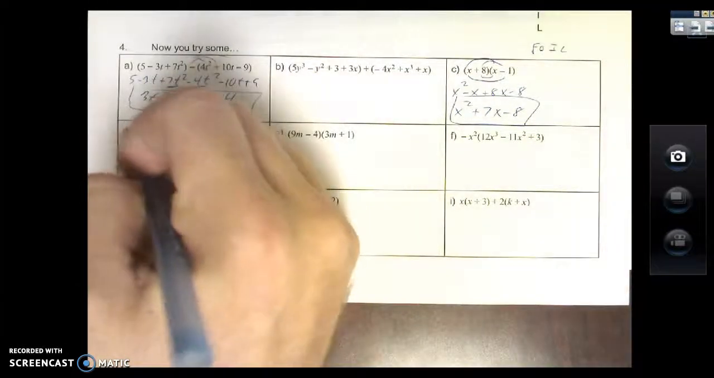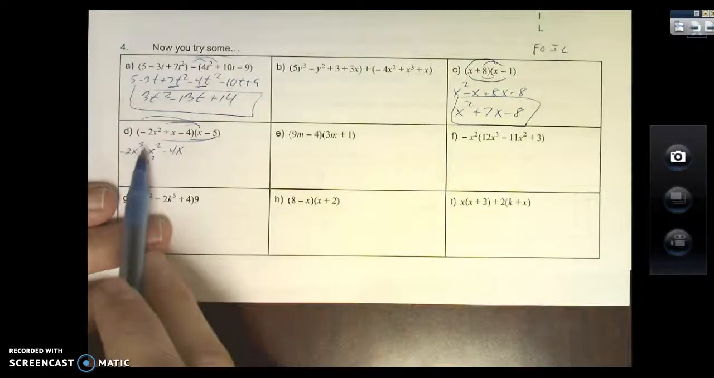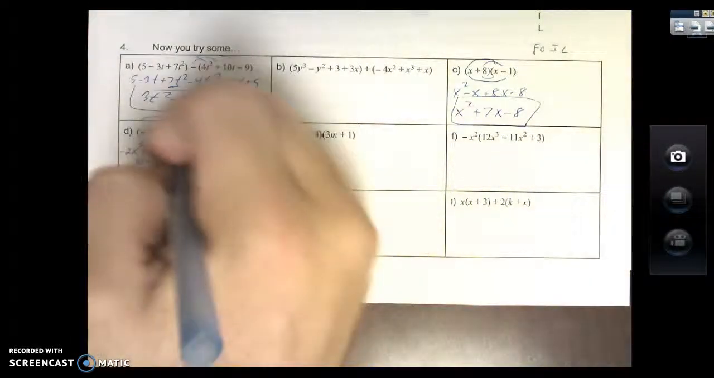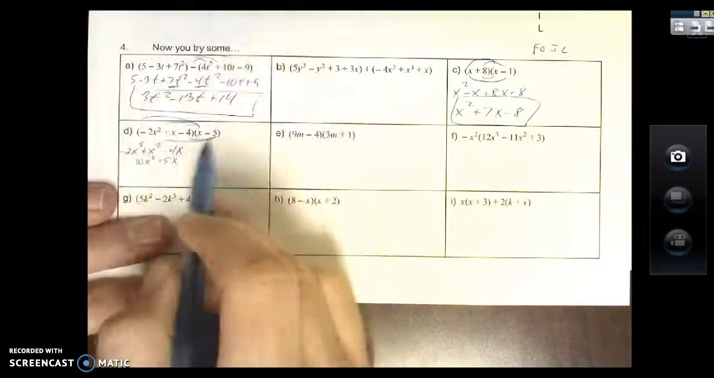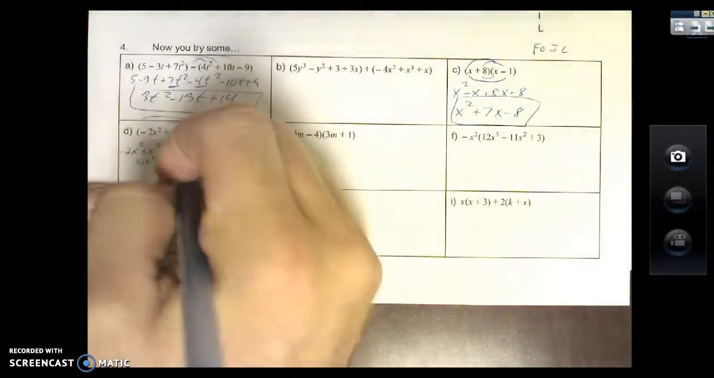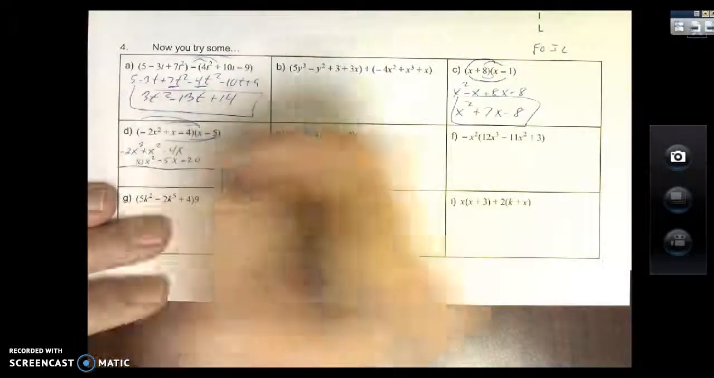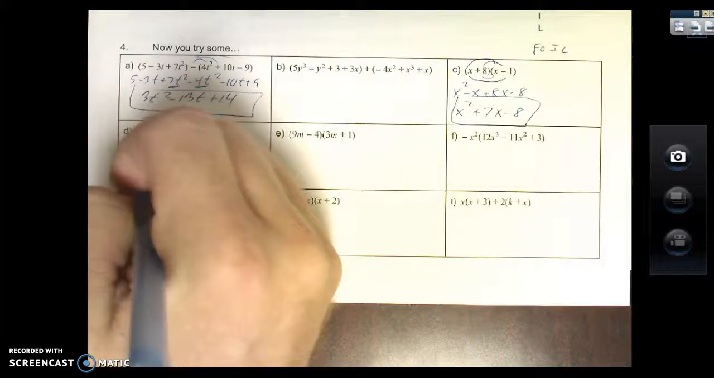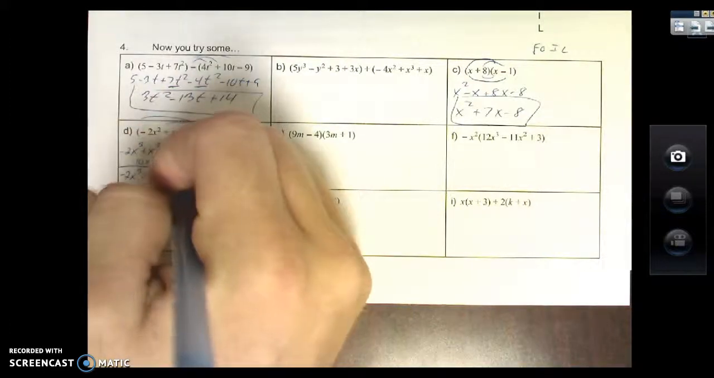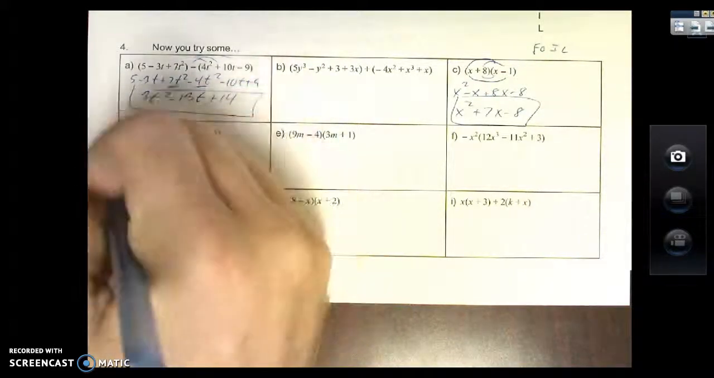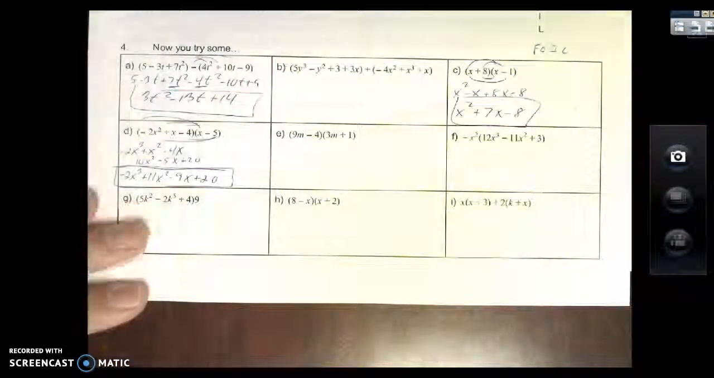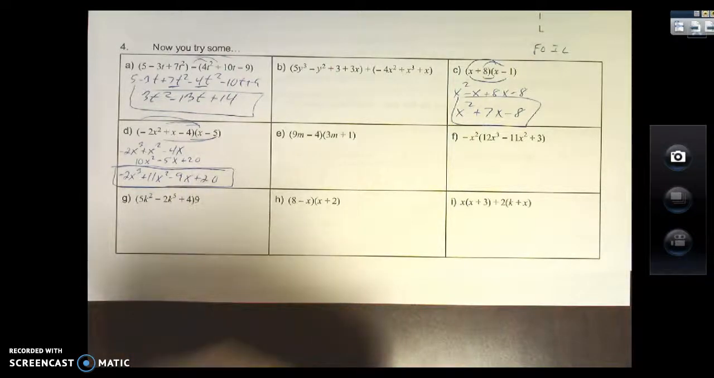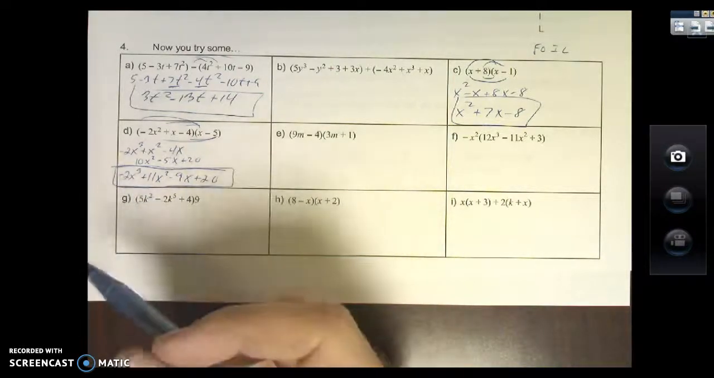Please note that I put this right beneath the x squared. This is going to help me to organize things. Negative 5 times x is negative 5x. And negative 5 times negative 4 is positive 20. Combine like terms. Negative 2x cubed plus 11x squared minus 9x plus 20. Okay? These problems are not difficult. They require you to be organized. If you are organized, they are not that bad.